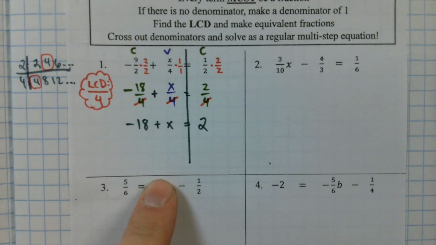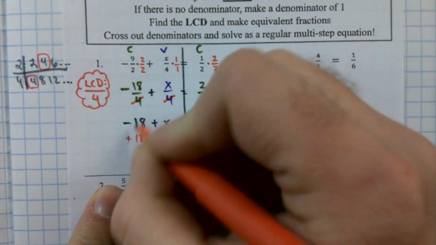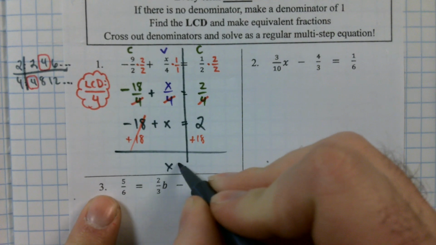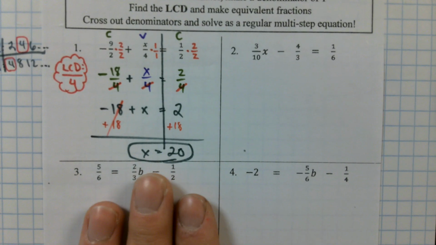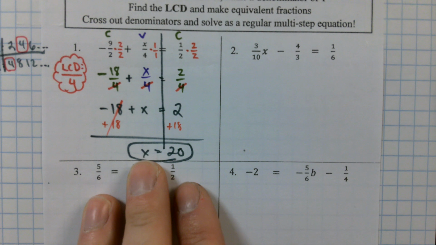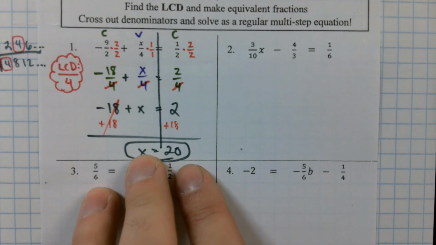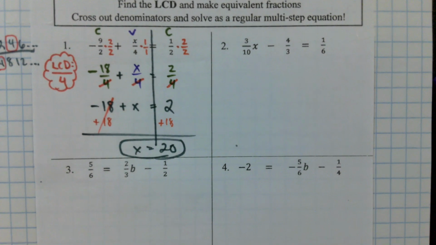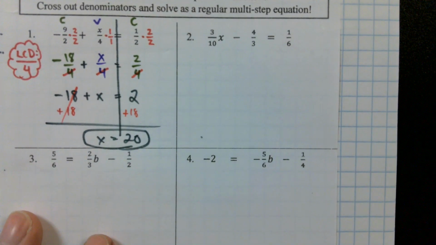Sorry about that. So what did we do? We did plus 18, boom, boom, plus 18, plus 18. The 18s go away. X equals 20. There's my answer, just like that. Once we break the fractions, or bust the fractions, it's really easy to solve. Just a quick couple steps. We're used to doing it, right? And we get 20. Now number 2 is a little bit different.